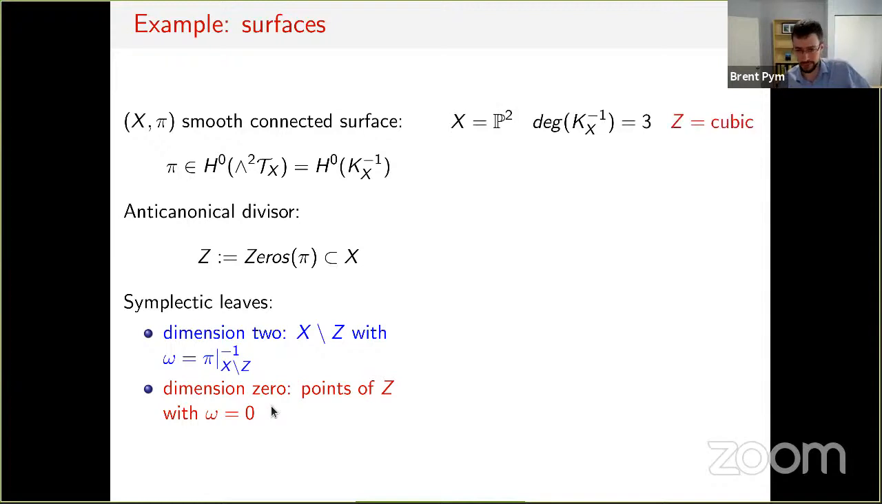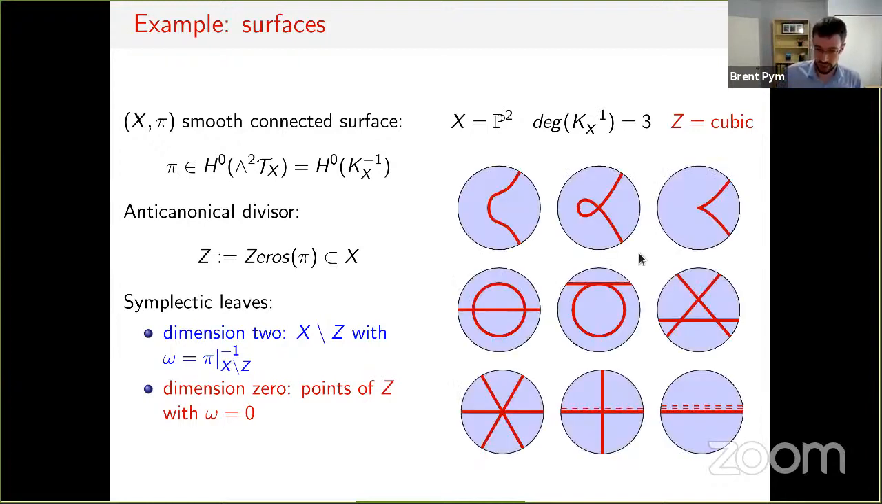So for instance, if X is P2, then an anticanonical divisor is a cubic curve. So you get pictures like this. The red curve, each point on the red curve is its own symplectic leaf, and the blue part is a single open dense symplectic leaf. Okay. So again, maybe this looks like a bit of a funny foliation. It has an open dense leaf and then a bunch of points as the remaining leaves, but again, it counts as a foliation in Poisson geometry.